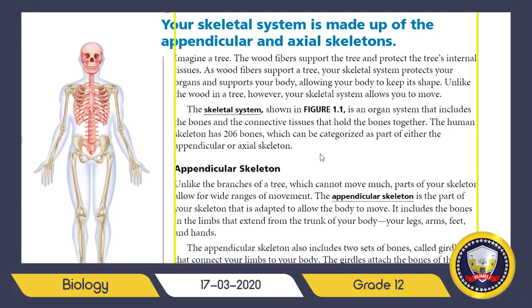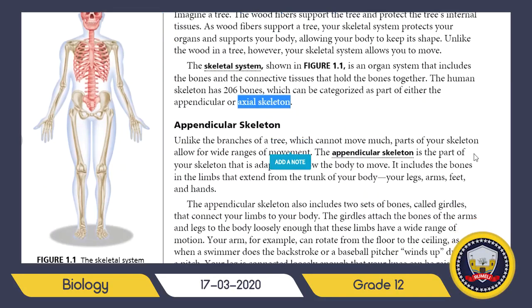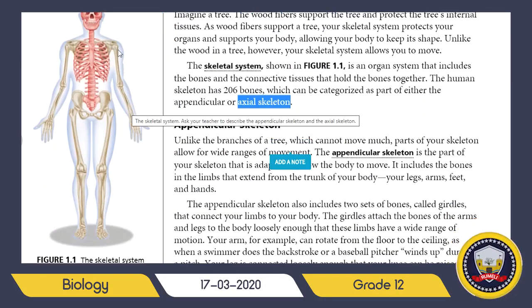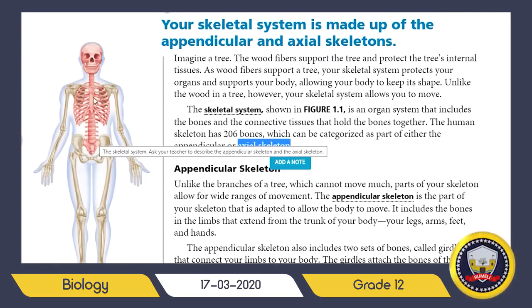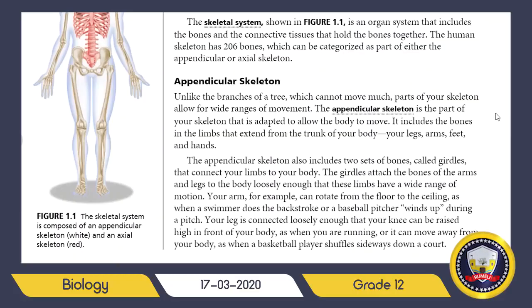We have 206 bones, which can be categorized as either appendicular skeleton or axial skeleton. The appendicular skeleton is the bones of the arms, the shoulders, the legs, the hips, and the axial skeleton includes the vertebrae, the skull, and the rib cage. We will explain that more later on. Now, let's start with the appendicular skeleton.